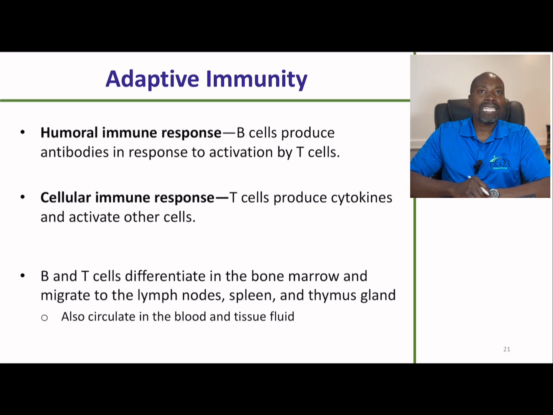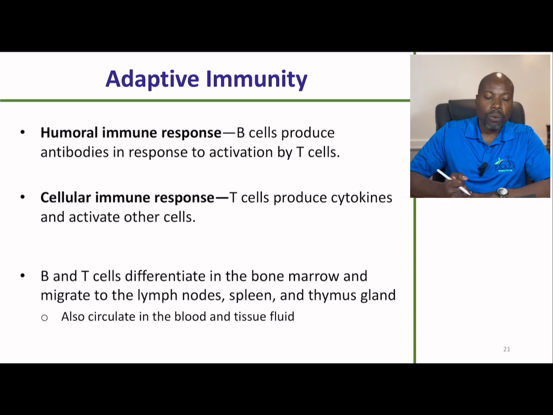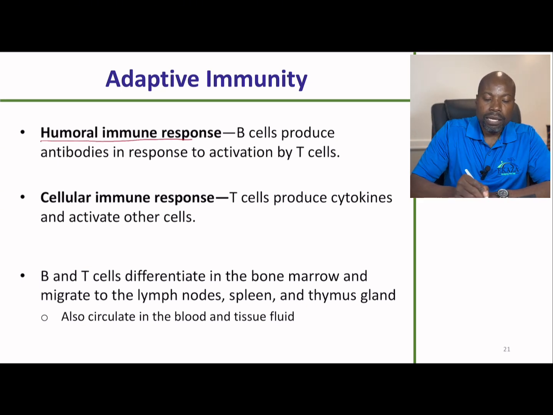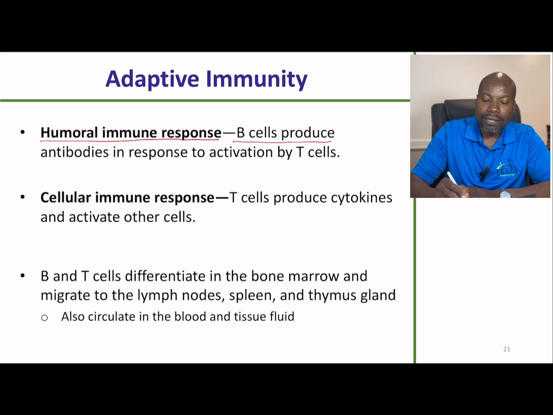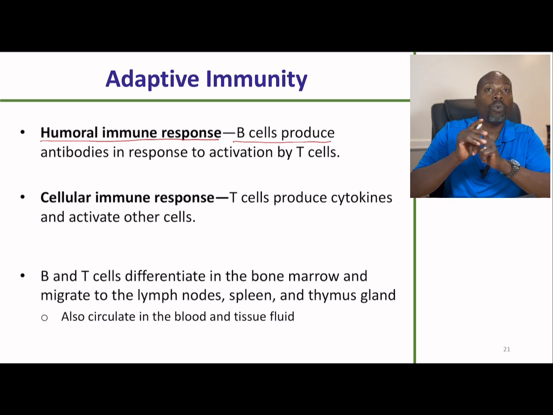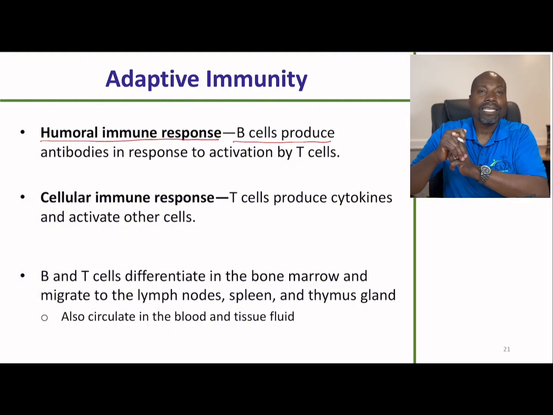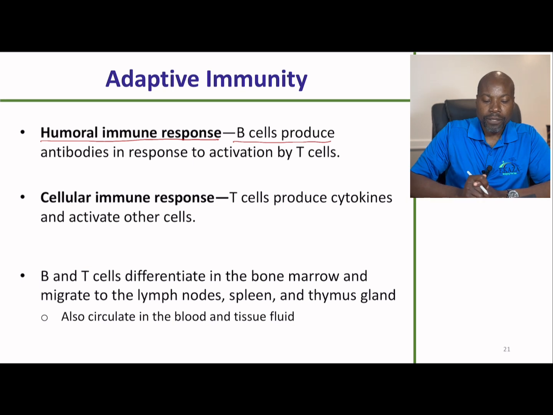All right, so in terms of adaptive immunity, we are going to have two types. We're going to have humoral immunity, which is a type of immunity where B cells produce antibodies. That's why it is also called not just humoral immune response, but also antibody-mediated immune response, right? So this involves B cells that produce antibodies and T cells, specifically helper T cells.